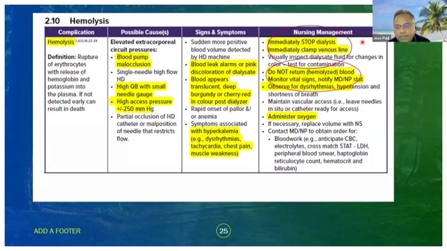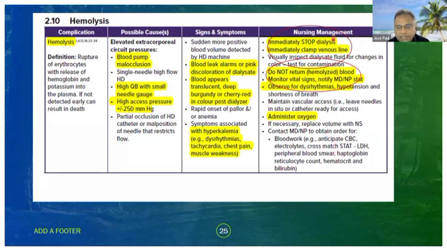So how do you treat? This is a condition which requires your immediate action. So stop dialysis, clamp the venous lines, do not return the hemolyzed blood, monitor vital signs, notify the doctor, and connect the patient to an ECG monitor, watch for dysarrhythmia, take the blood of the patient to look for potassium and administer oxygen, and call the doctor as soon as possible.